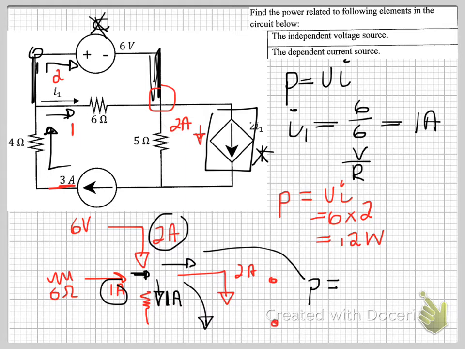So now the power of our dependent source here is also VI, and the voltage across it is, we've got 1 amp going across a 5 ohm resistor, which means there's 5 volts across there, right? That's why this is 5 multiplied by the current going through it, 2, giving us a 10 watt power.